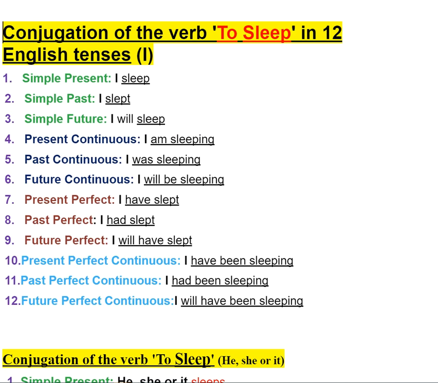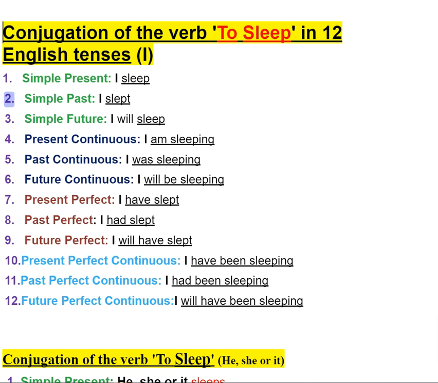Conjugation of the verb to sleep in 12 English tenses. 1. Simple present, I sleep.